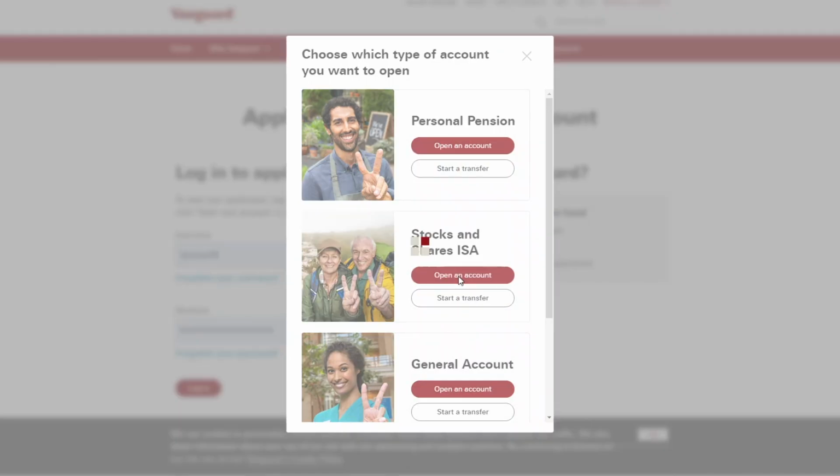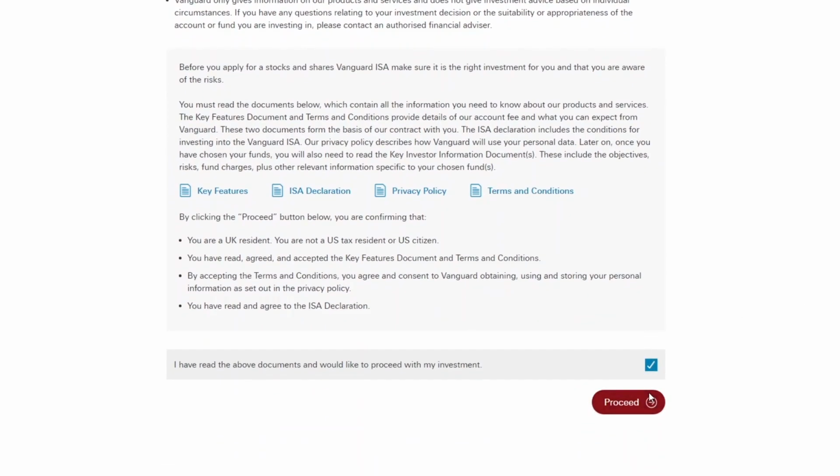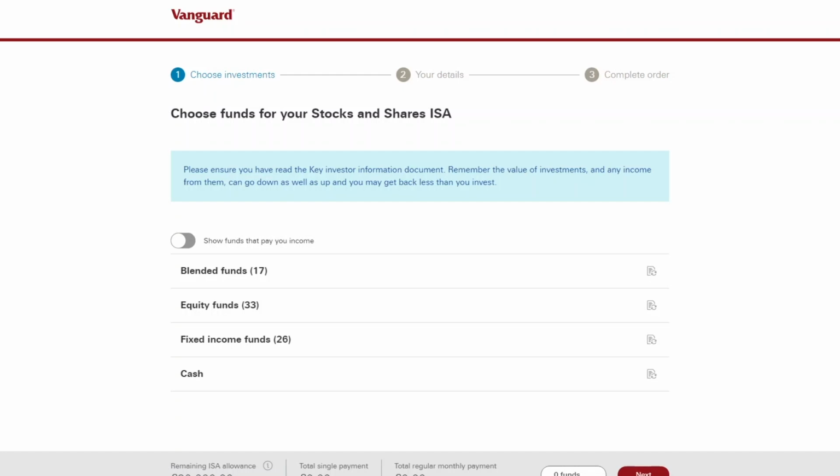As an example here, we'll click through as if we're going to open a stocks and shares ISA. You should read through the info on this page when signing up to understand the terms and conditions. The first thing you're faced with is selecting a fund, and you have the choices of blended, equity, fixed income and cash. Admittedly, I don't know why they're burdening you with this choice straight away, because it is quite an important one. But we'll show you how to go about selecting funds later.